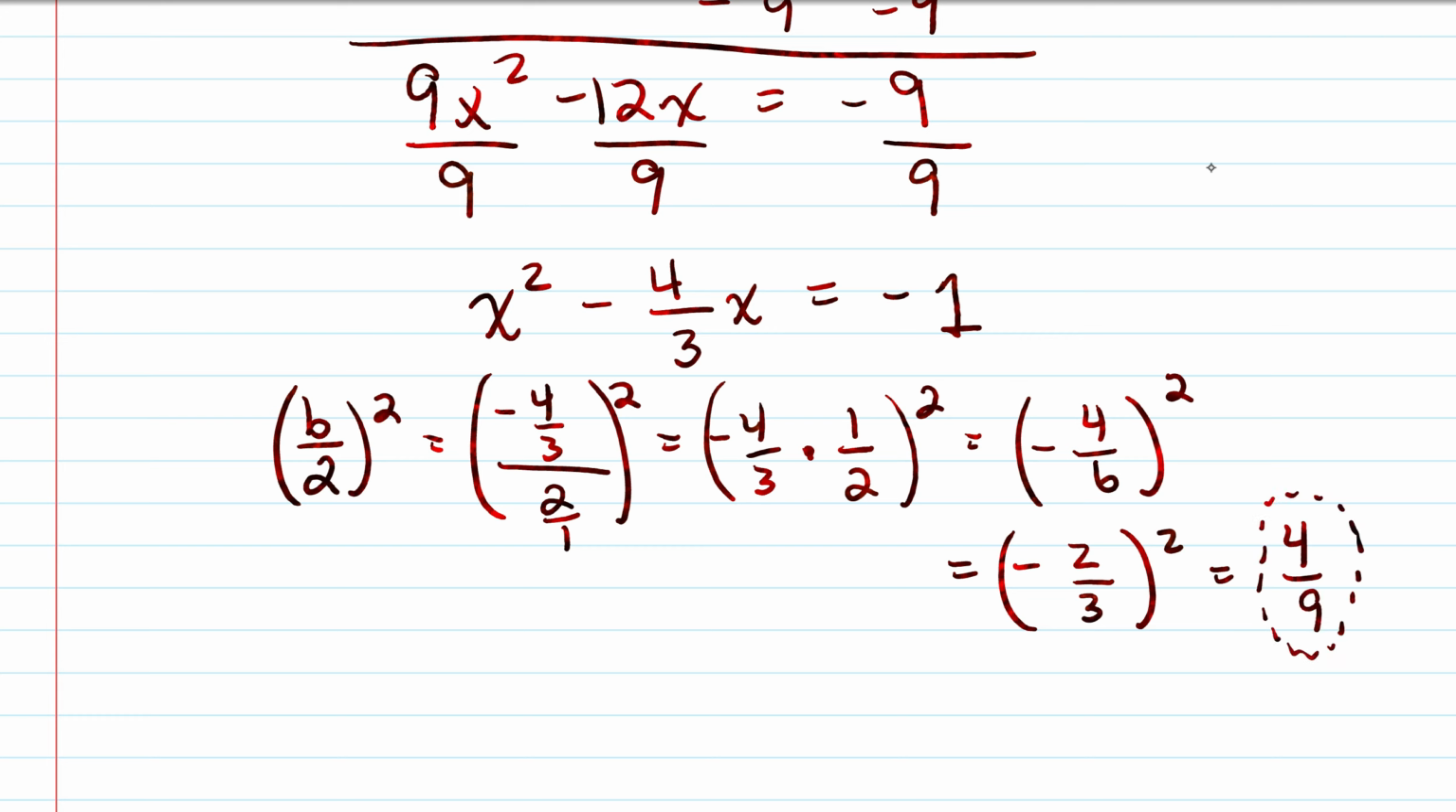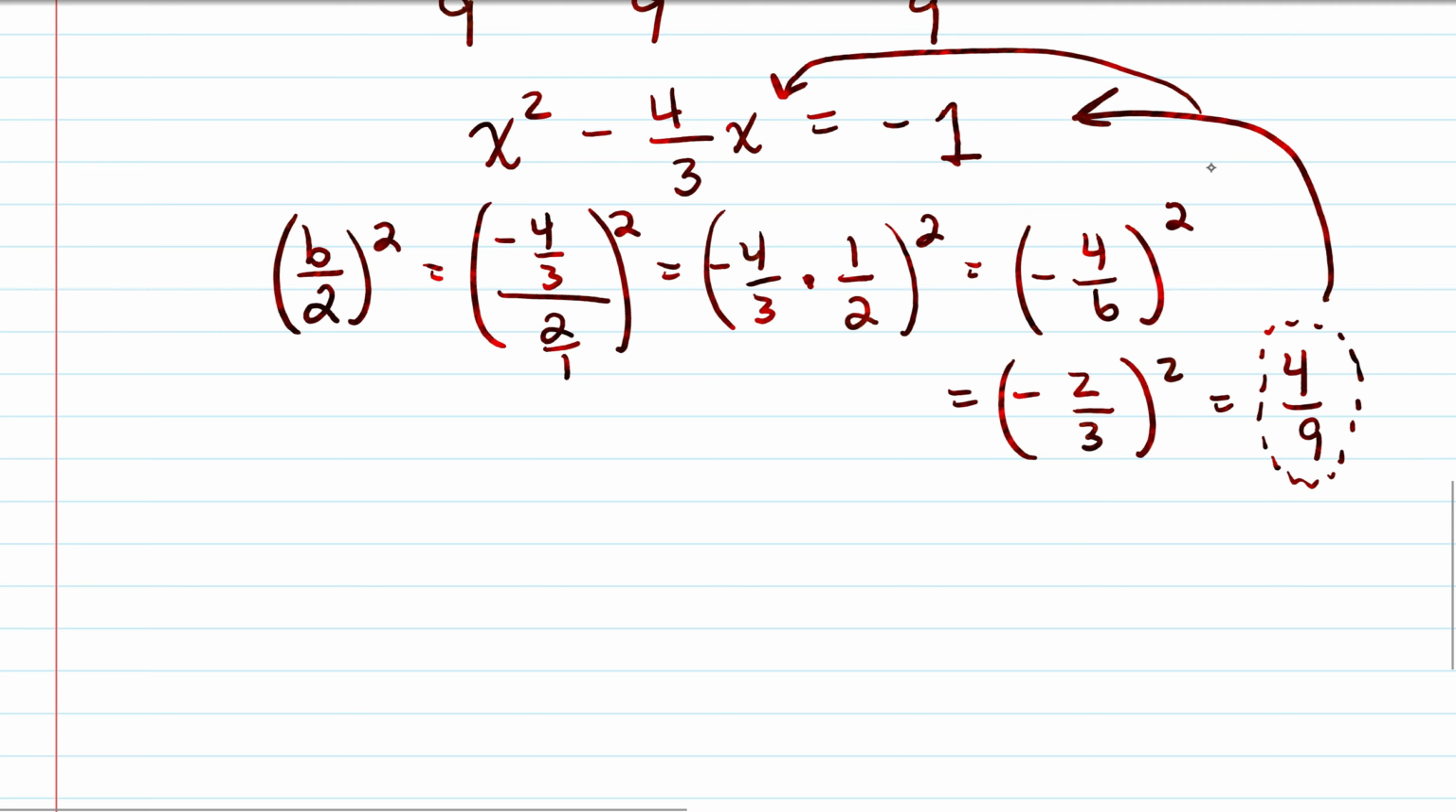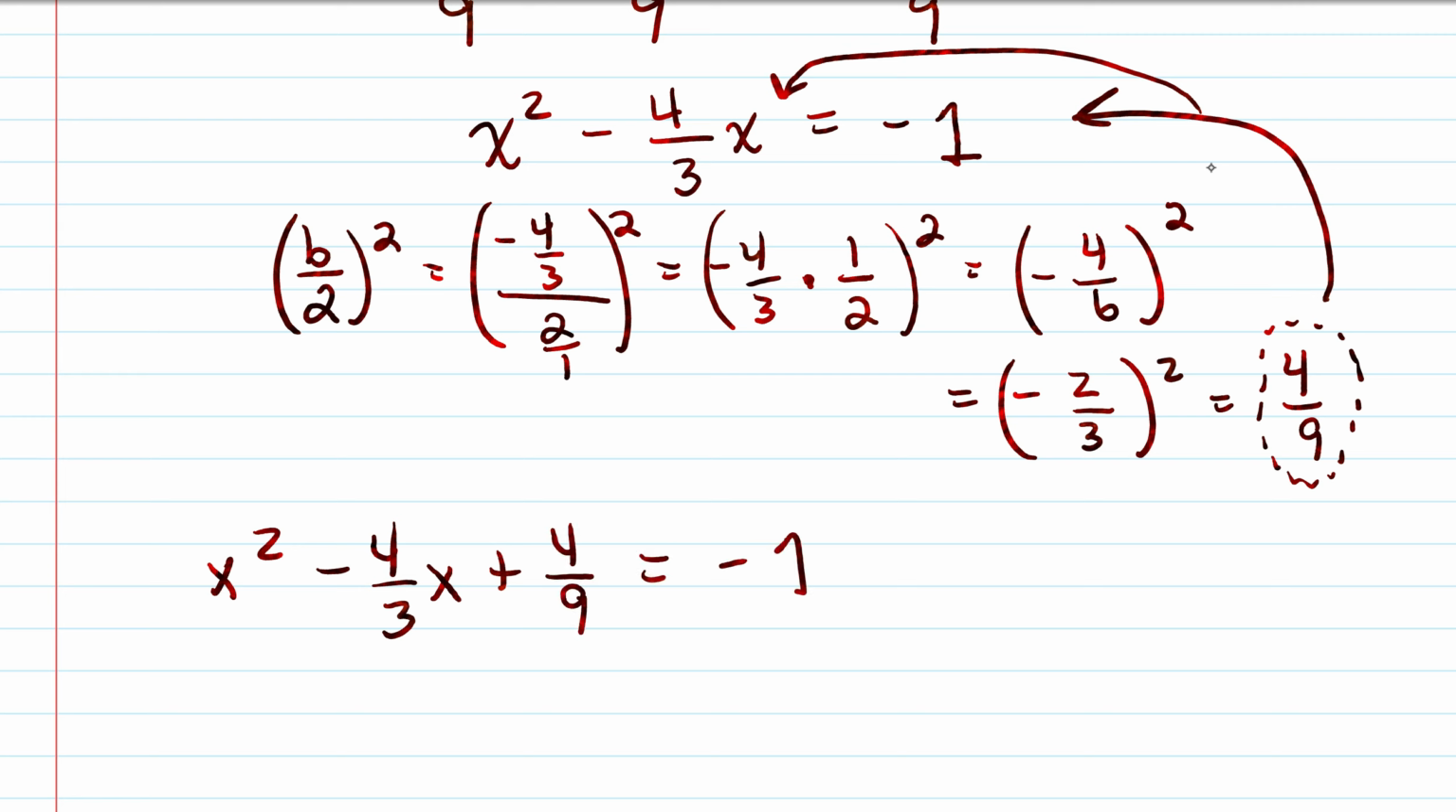All right, so we just completed the square. That step is complete. This next step says that you add that value to the previous line, right? You add it right here. You add it to both sides. You're going to add it right there and right there. So let's go ahead and do that. So we have x squared minus 4/3 x plus 4/9 equals -1 plus 4/9.